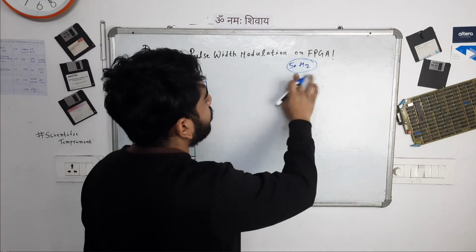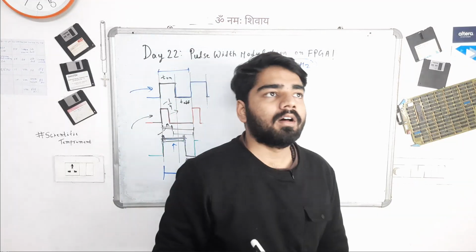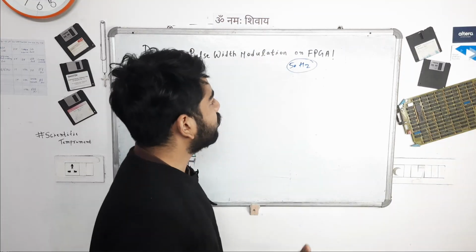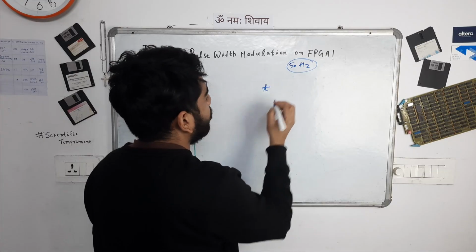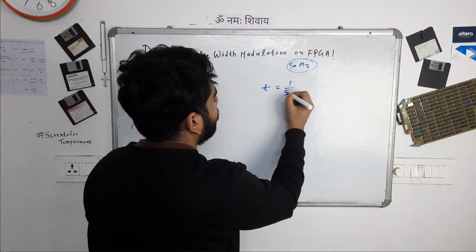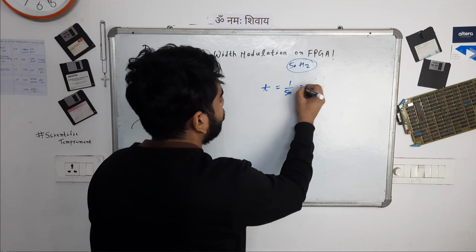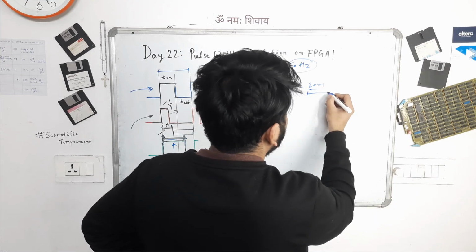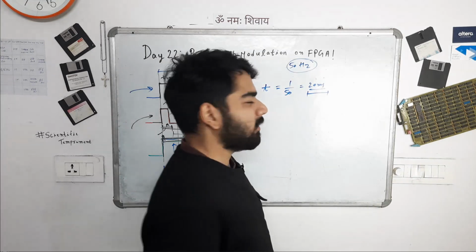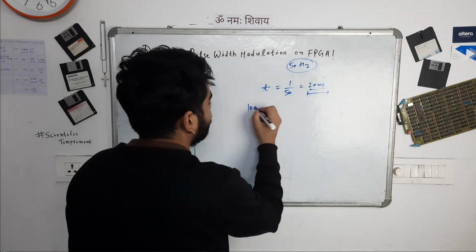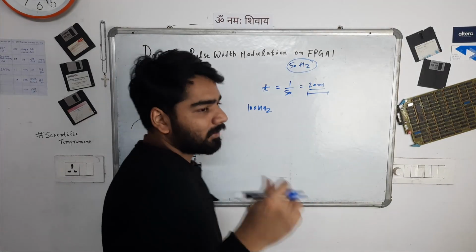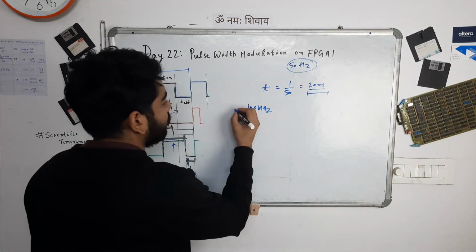We need to flicker our signal at 50 hertz. 50 hertz means we need to calculate a time period. The time period of our signal will be 1/50, so we need a counter that can count up to 20 milliseconds. What I mean by count up to 20 milliseconds: our FPGA clock is 100 megahertz, at least the one I am using.